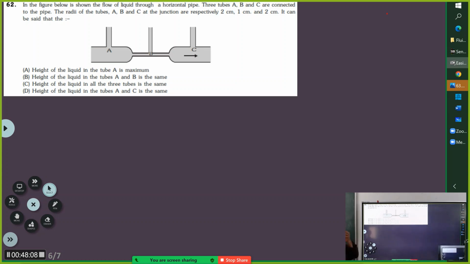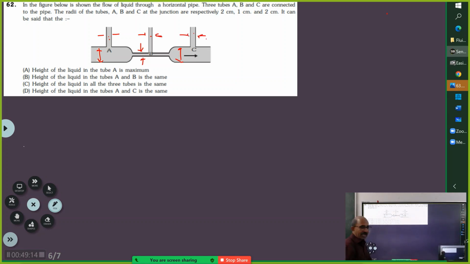Sir, now according to this diagram, the diameters of this tube and this tube are the same, similar. This diameter is less, which is significant. They are saying the diameter of a vertical tube or horizontal? This is 2 cm, 1 cm, 2 cm. What your friend Arun said is that the height of the liquid in these tubes is irrespective of this radius.